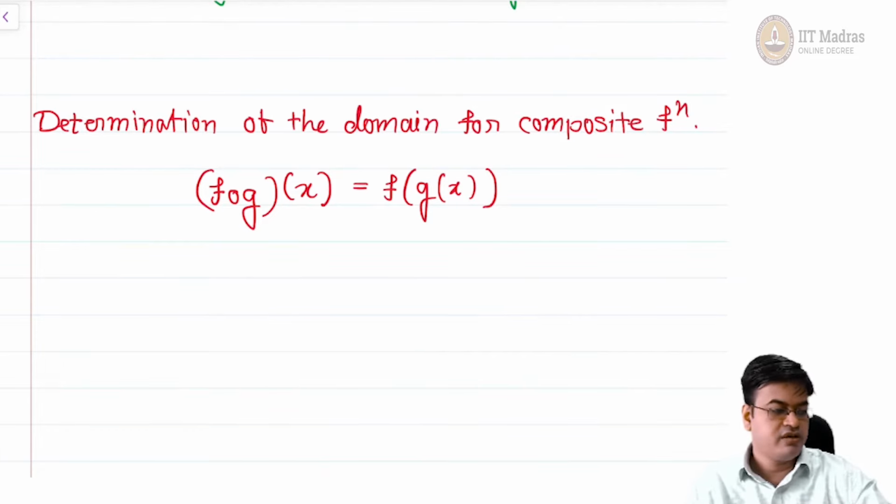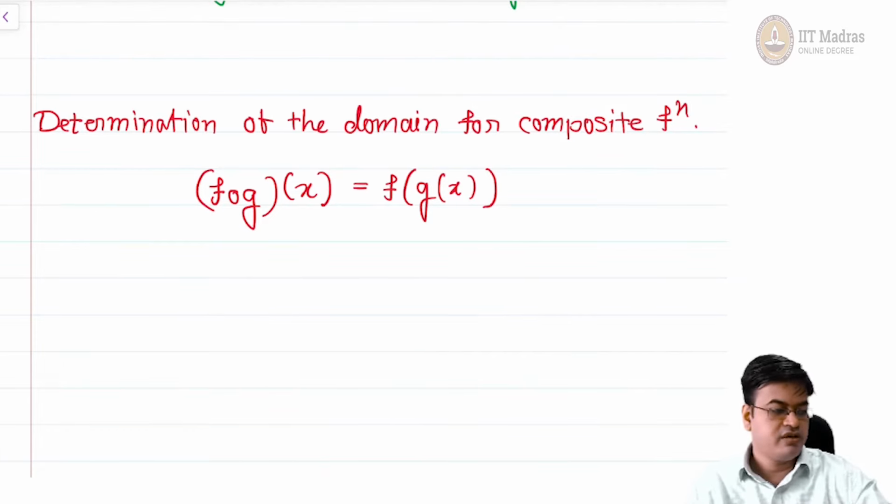Now, if you look at this function, you can simply see that at x equal to 3, this function is not defined because the denominator is becoming 0. So 6 by 0 is undefined. So this function is not defined at x equal to 3. So the domain of this function must exclude 3. That is very well known. But let us now see, because of composition, if I am eliminating any points.